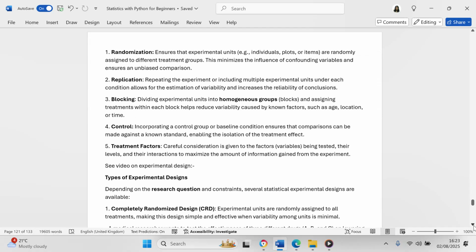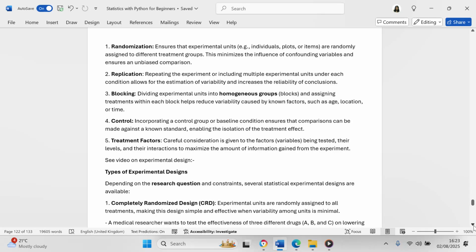And 1 is randomization, which ensures that experimental units, e.g. individuals, plots, or items, are randomly assigned to different treatment groups. This minimizes the influence of confounding variables and ensures an unbiased comparison. 2, replication. Repeating the experiment or including multiple experimental units under each condition allows for the estimation of variability and increases the reliability of conclusions.